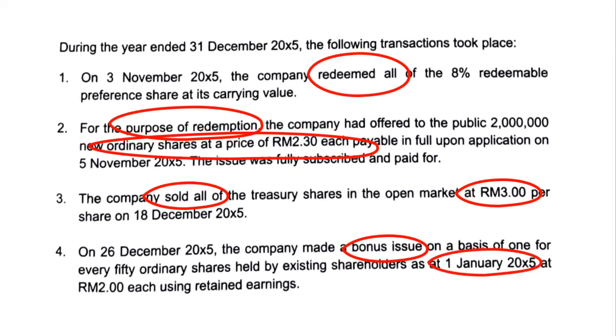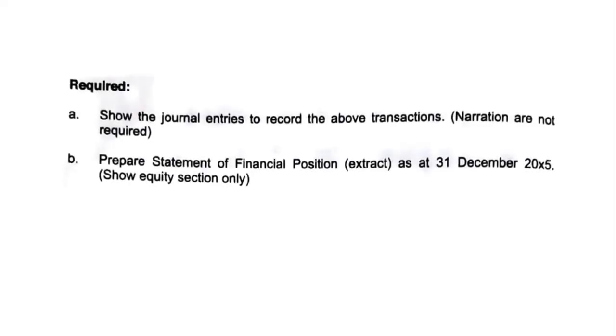There is a bonus issue. Okay, this one as at 1st January, so similar to the previous one. It is for the shareholders before the redemption. Okay, this is what the question requires you to do: to journalize the business transactions and also to prepare the statement of financial position as at 31st December, the equity section only.